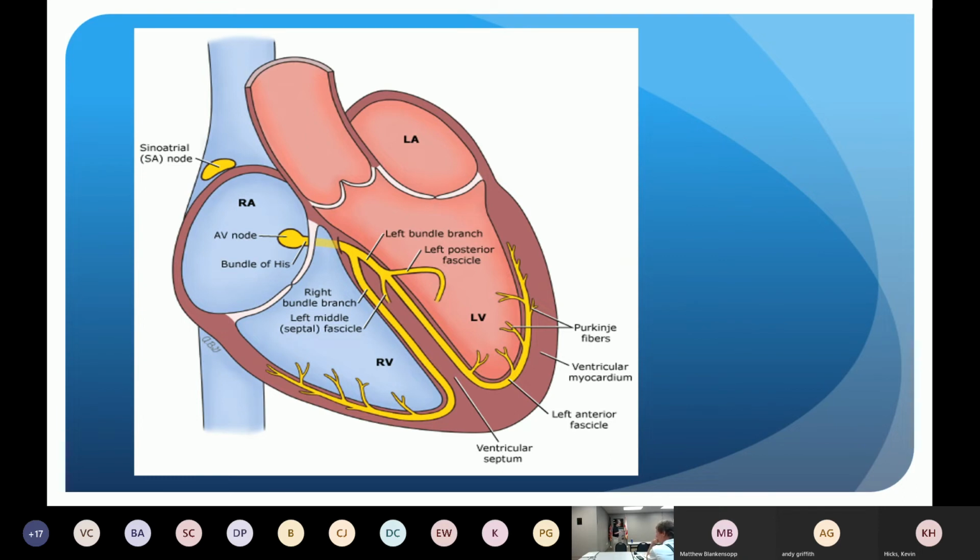Okay? Sweet. So let's do a quick review of left and right bundles, and then we'll take a quick break and move on to the next thing. So remember, conduction system, SA node to AV node, down the bundles. A right bundle branch block, you'll see there's a block in the right bundle, versus the left, right?